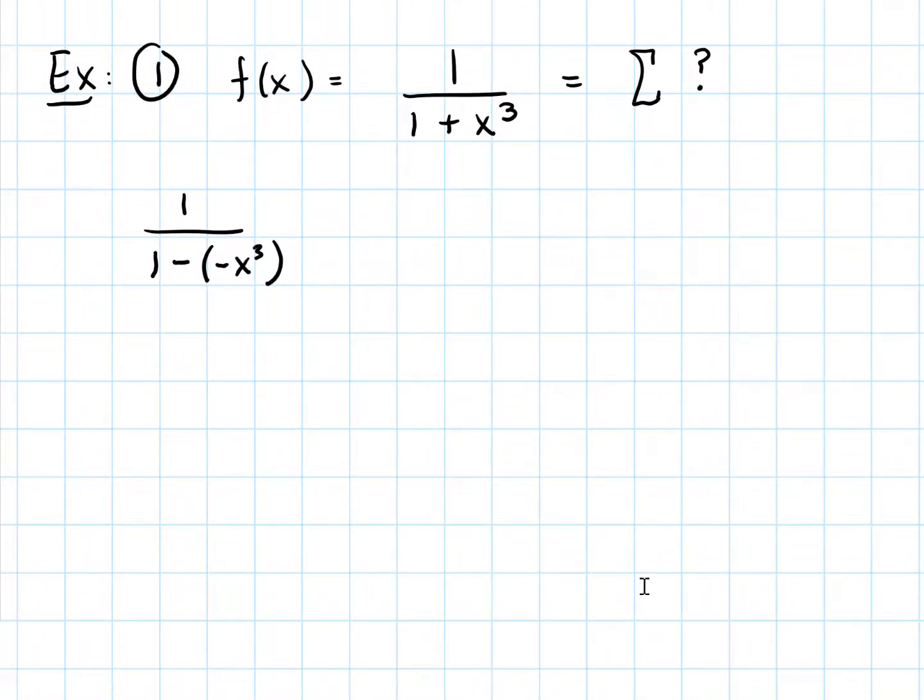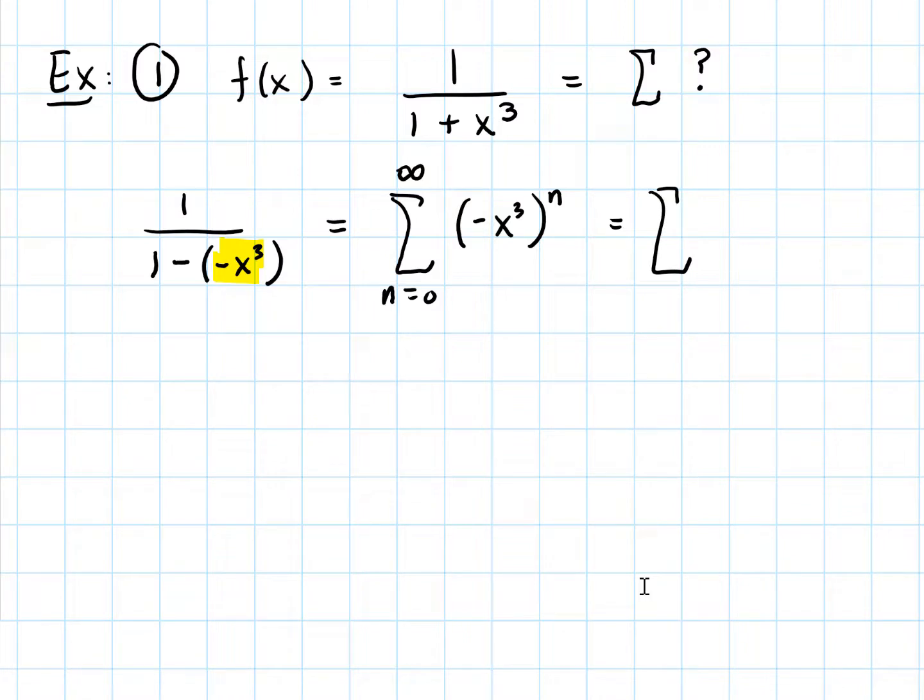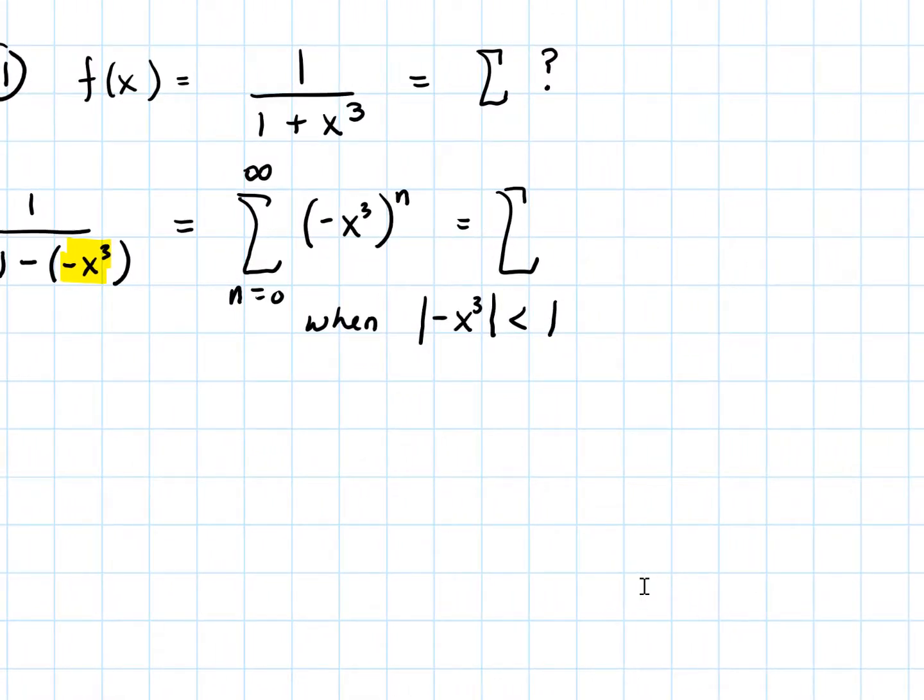So all I need to do to write this as a power series is, from n equals 0 to infinity, replace that x with a negative x cubed in the power series expansion to the nth, and then manipulate it a little bit. I also need to make a statement that this is true as long as the absolute value of whatever x was is less than 1. We've replaced x with a negative x cubed, so negative x cubed must also be less than 1. We'll follow that through as we simplify.